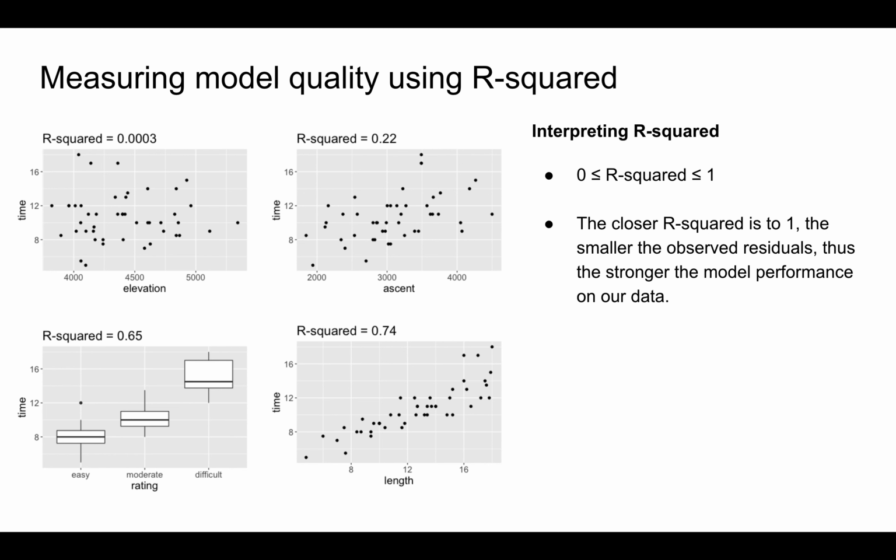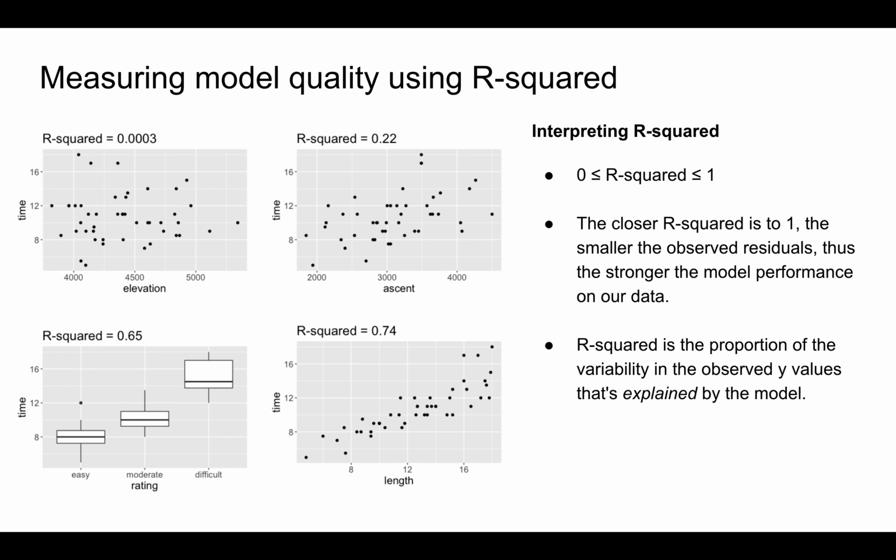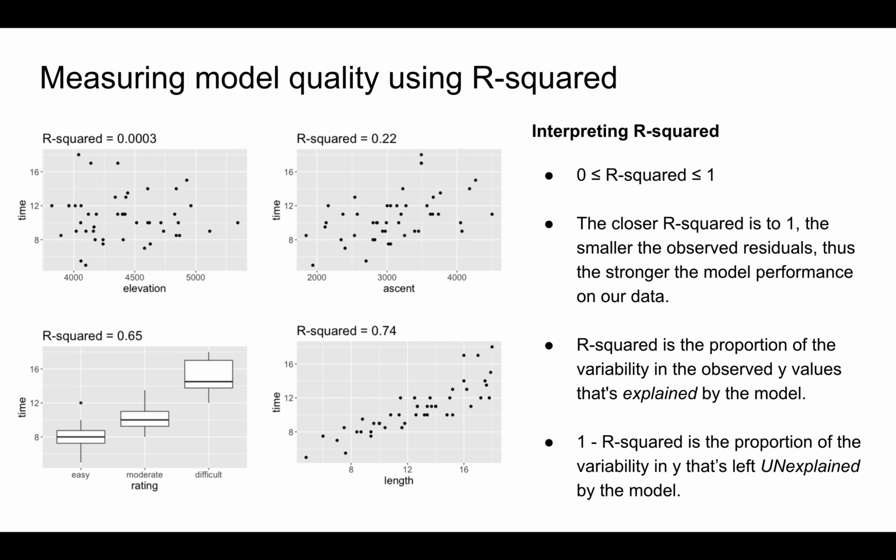Further, these R-squared values have a meaningful interpretation. They're not just numbers between 0 and 1. Rather, R-squared measures the proportion of the variability in the observed y values that's explained by the model. Similarly, 1 minus R-squared measures the proportion of the variability in y that's left unexplained by the model. Let's get some practice here with some examples.